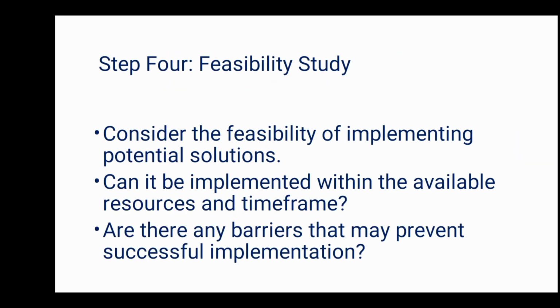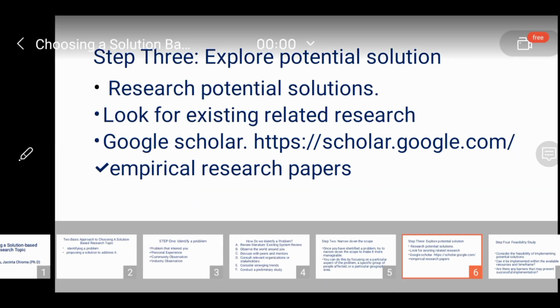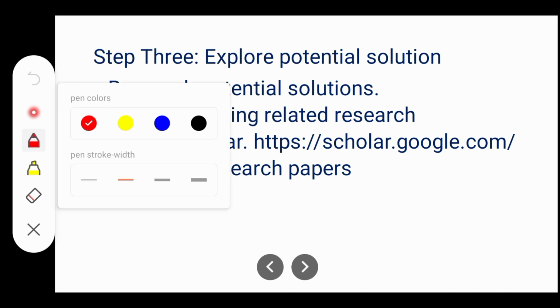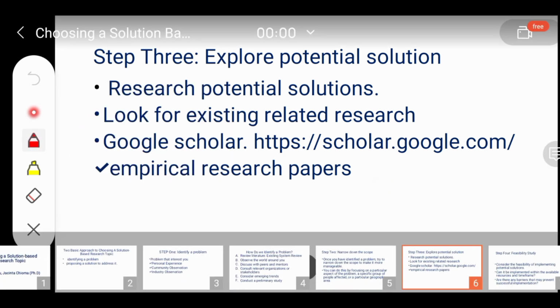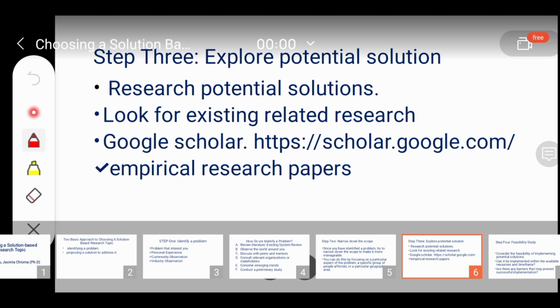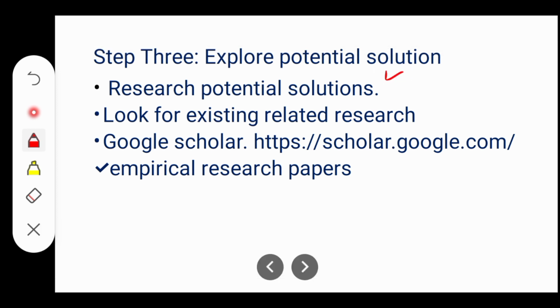So once you have narrowed down the problem, you have to explore potential solutions to the problem. You have to do a thorough research, look at the existing research. Are there people that have solved that problem? How were they able to solve it? What are the tools that they used to solve it? A very good tool to research for solutions to your problem is Google Scholar, because it will give you access to empirical studies some people have done and published.